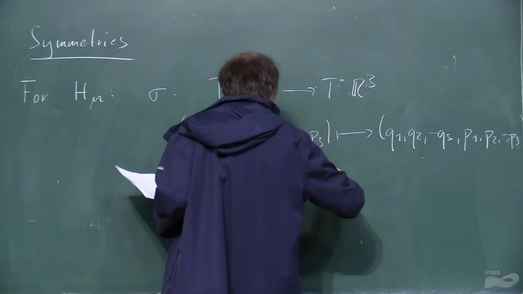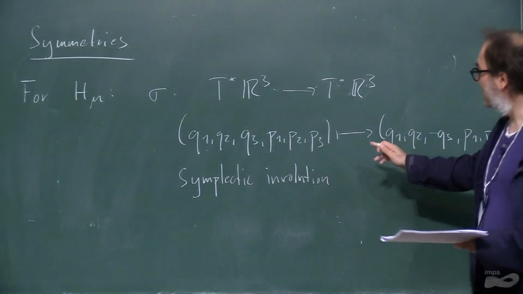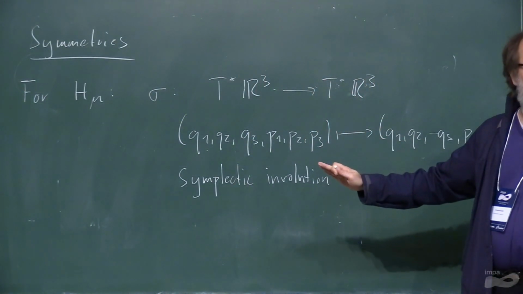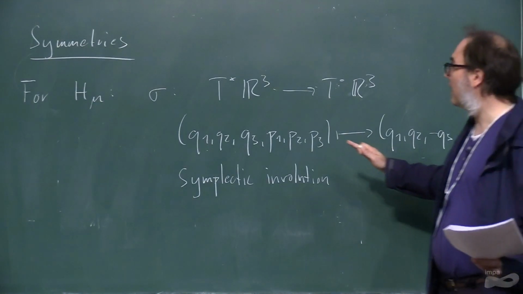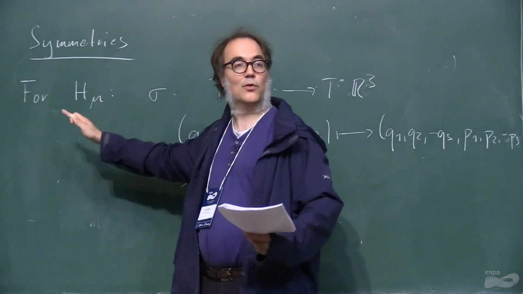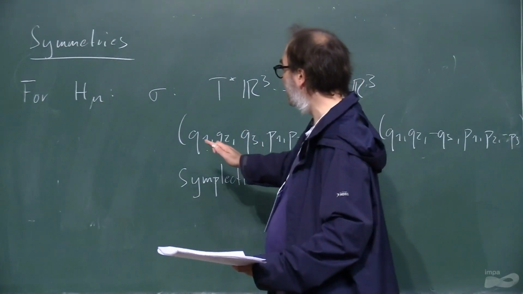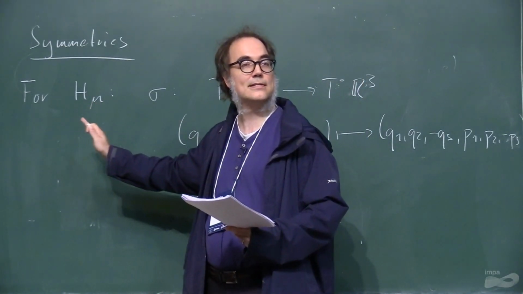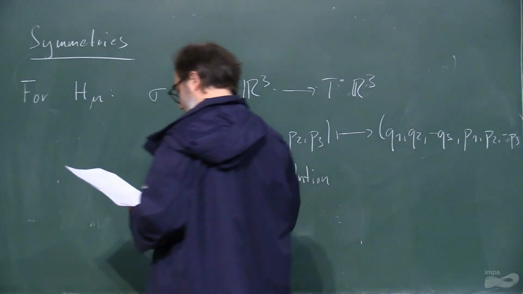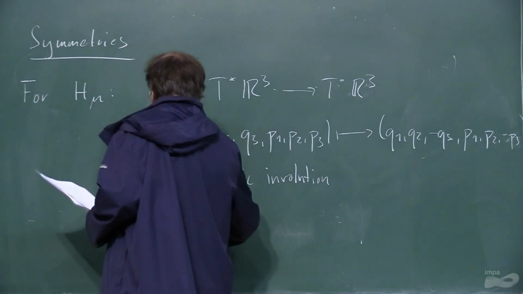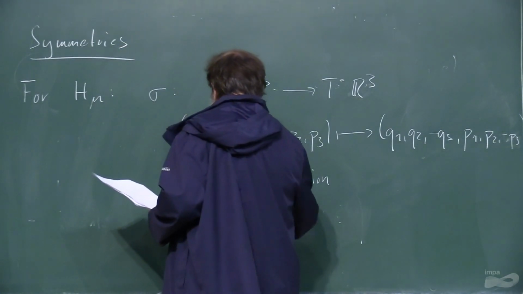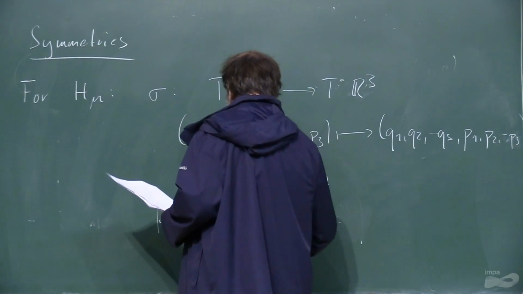And what is the fixed point set of this involution? The fixed point set is precisely the planar problem. So the planar problem arises as a subproblem of the spatial one, and you can interpret it as the fixed point set of this symplectic involution. So the fixed point set of sigma is T star R2, and this is the planar problem.